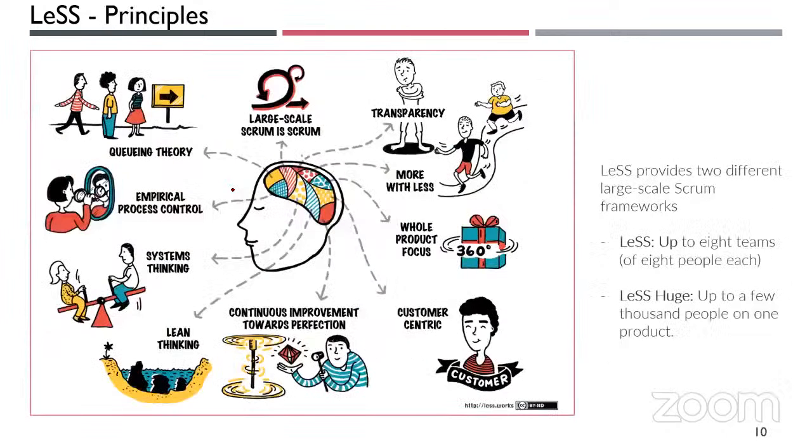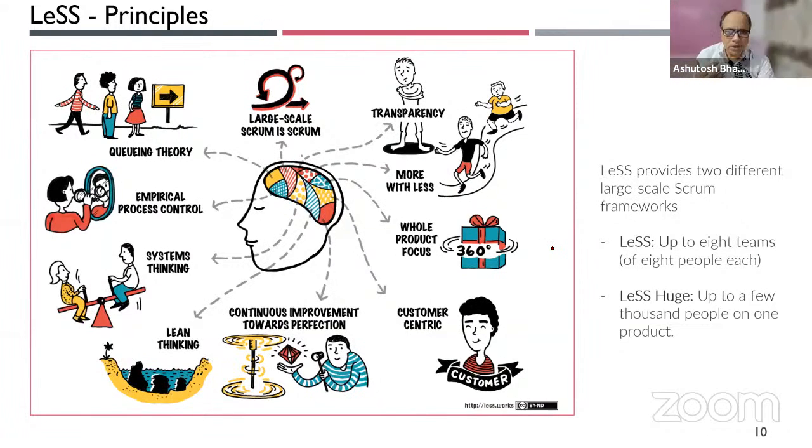As I said, it has core principles. There are 10 core principles in LeSS, and there are two types of configurations available. There is LeSS, which is up to 8 teams of 8 people each, which means 64 people. If you have a 64-member team, you divide them into 8 teams, with roles like a Scrum Master and a product owner. And then there is something very interesting for a mega portfolio or program, LeSS Huge, which goes up to 1,000 people. For one product, if you have 1,000 people working, let's say it's a big product.